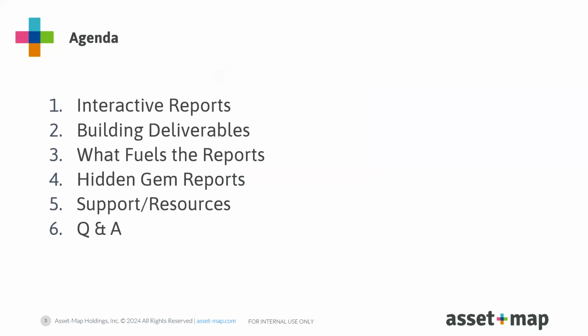Now, like I said, during today's training, we're going to be focusing on everything to do with reports in Asset Map. So we're going to talk about some of the interactive reports that are available in each household. We'll talk about how you build deliverables. I'm going to actually download a comprehensive report and take you through each report so that you can see visually what it looks like, because there are a couple reports where you might wonder, well, what even fuels this report? Like, where do I go to enter that data for it to appear on this report? And so I'll point those out today.